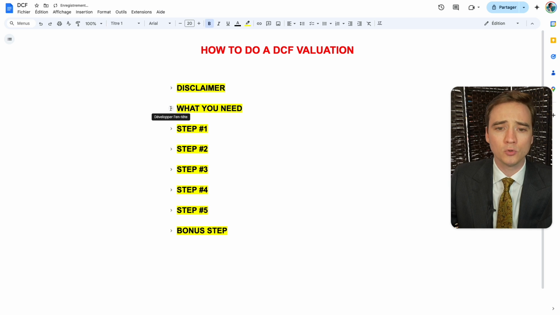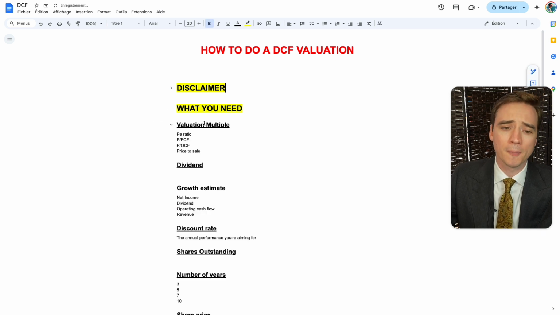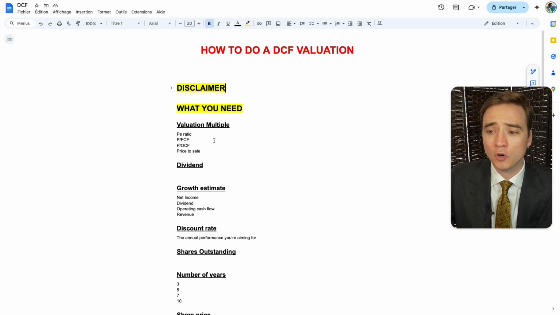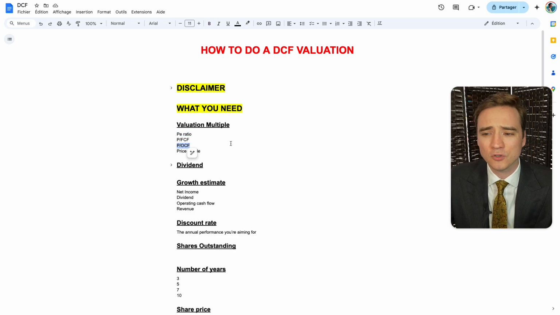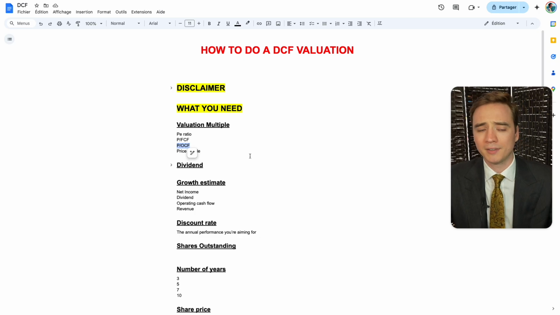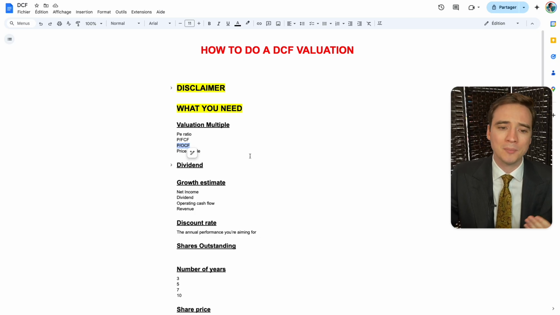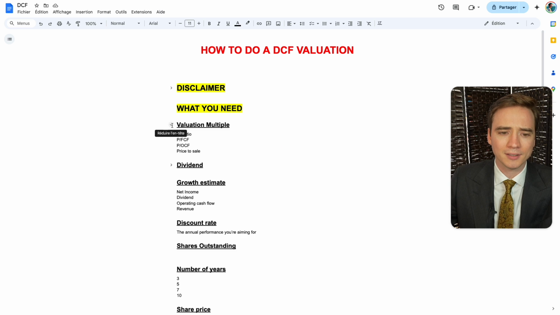What do you need to do this DCF valuation? First, you will need a valuation multiple. So it will be PE ratio, price to free cash flow, price to operating cash flow, price to sales, whichever one you're comfortable with. And it also depends on the company. For example, you will use PE ratio for most companies. Sometimes you will use price to operating cash flow with some businesses because they invest a lot in CapEx, so maybe operating cash flow will be more representative. But PE is the one that I'm using.